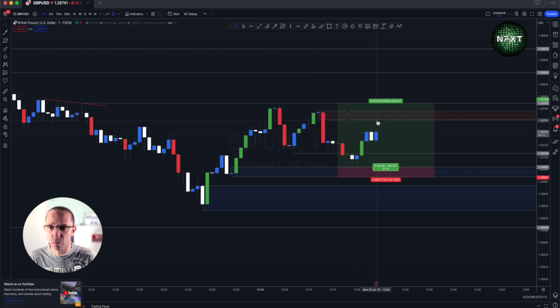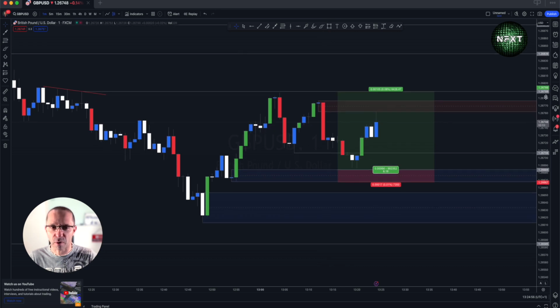You can see the reaction we're having right now off this area of supply. Unfortunately, there was a lorry that just went past. I'm not sure if you heard that vibration. I felt it.